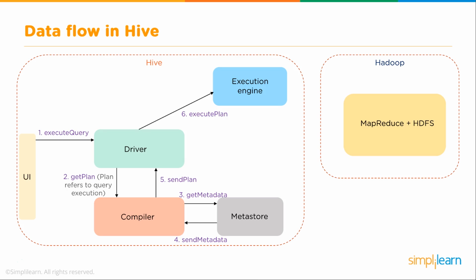The driver then sends the execute plan to the execution engine. Once it's in the execution engine, it acts as a bridge between Hive and Hadoop to process the query. And that's going into your MapReduce and your Hadoop file system, or your HDFS. And then we come back with the metadata operations. It goes back into the metastore to update or let it know what's going on, which is also a communication between the execution engine and the metastore.